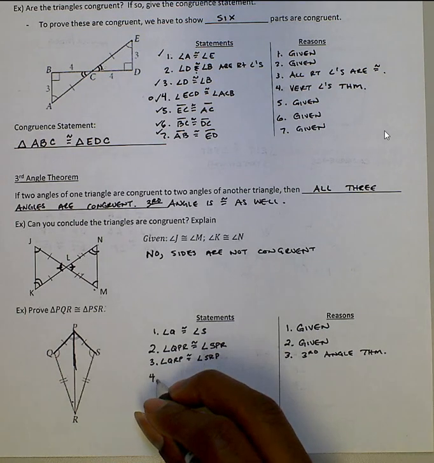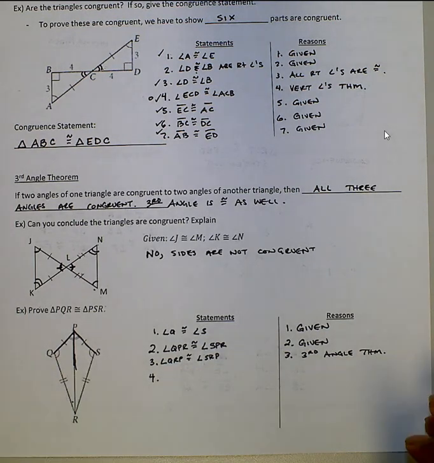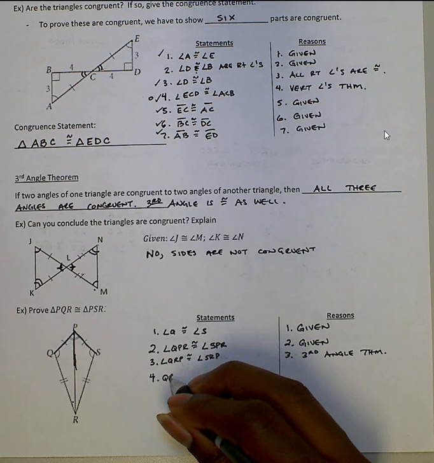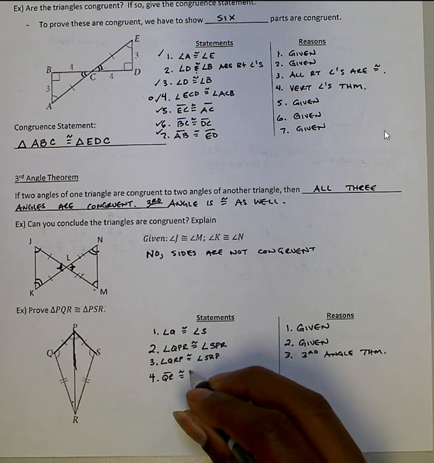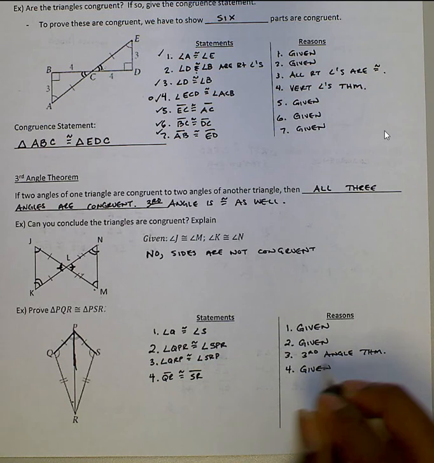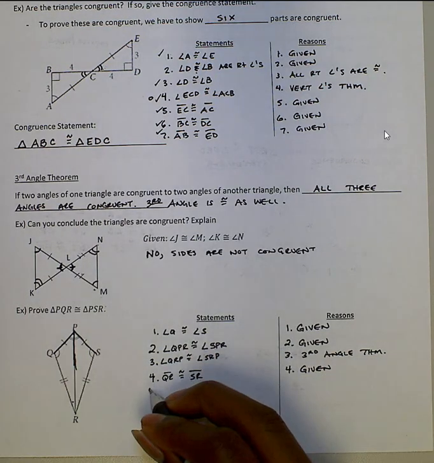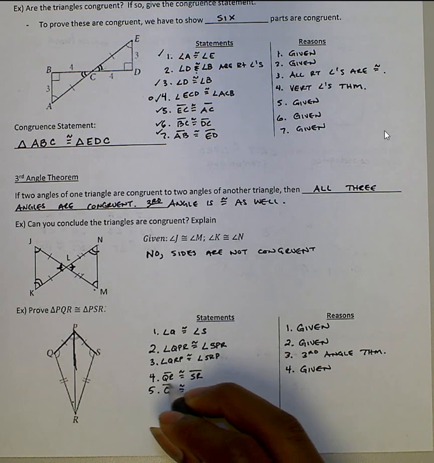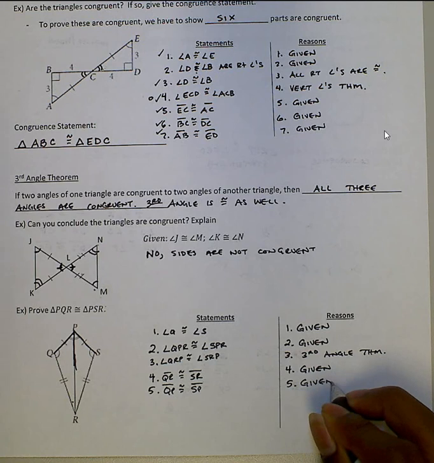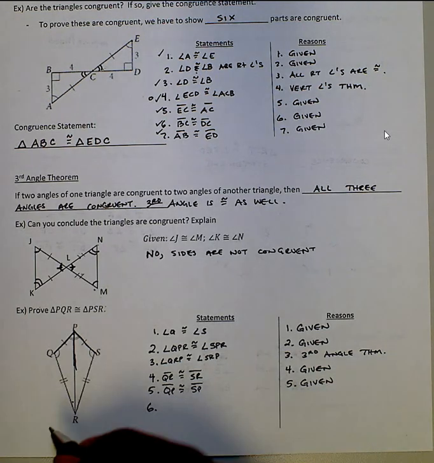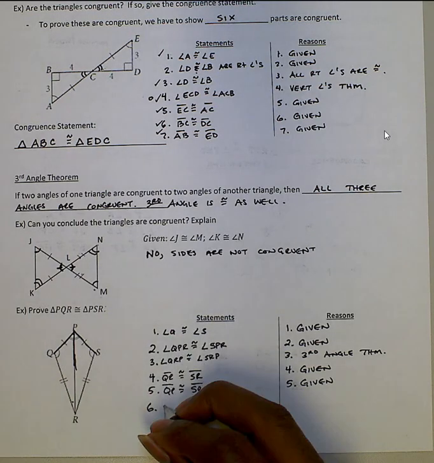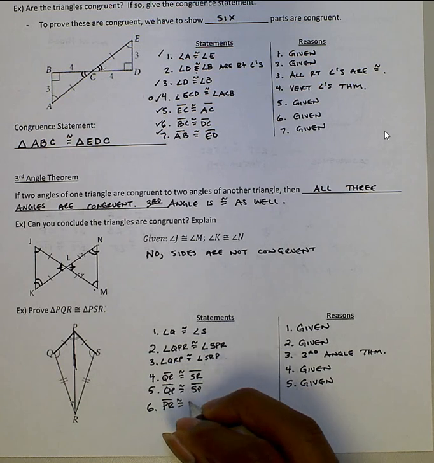All right. Number 4. Let's see, what can we say? We can say that QR is congruent to SR. That was given. We can say that QP is congruent to SP. Again, that was given, marked for us at the beginning. And then the last thing we can say, because we need to have 6 parts, we've said 5 of them so far, we need to say that PR is congruent to PR.